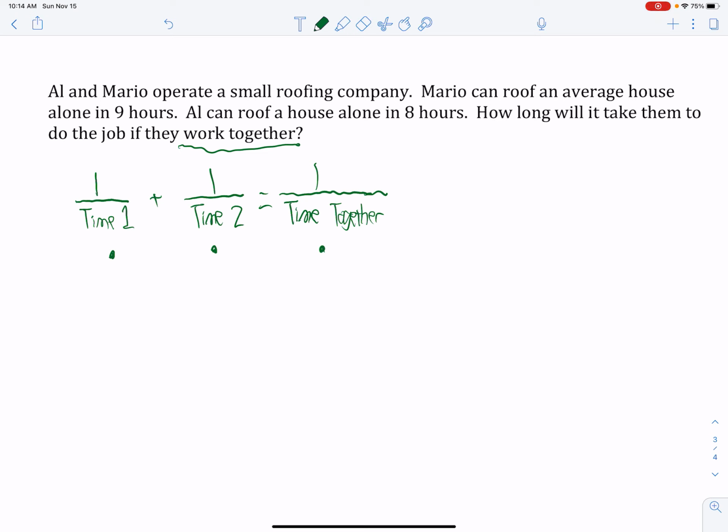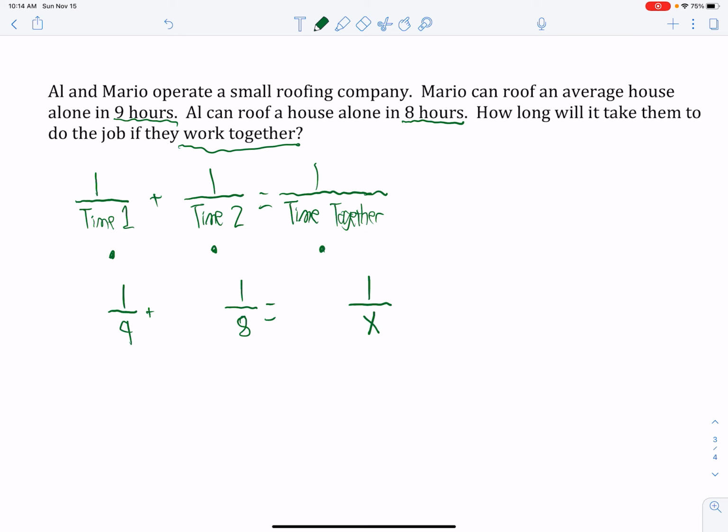All right, so thinking of this particular problem, it says Mario can roof the house alone in 9 hours. So the time for the first person by themselves is 9 hours. I'm going to leave a little bit of space in front of that next fraction because I know what we're going to do with it in a minute. The next person can do the job by themselves in 8 hours. Now, we don't know how long it's going to take them to work together, so I'm going to put x for that. So here we can't do cross products for this one because we don't have one fraction equals one fraction.